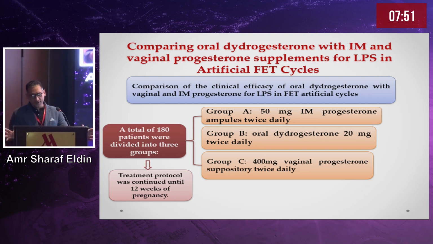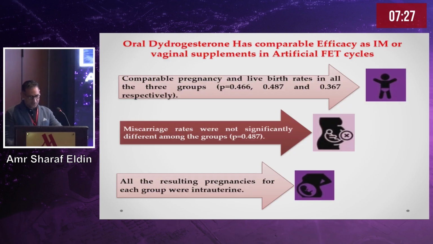Comparison of oral dydrogesterone with intramuscular progesterone and vaginal progesterone supplement. A total of 180 patients were divided into 3 groups. Group A, 50 milligram intramuscular progesterone ampoule twice daily. Group B, oral dydrogesterone 20 milligram twice daily. Group C, 400 milligram vaginal progesterone suppository twice daily. Treatment was continued until 12-week gestation.